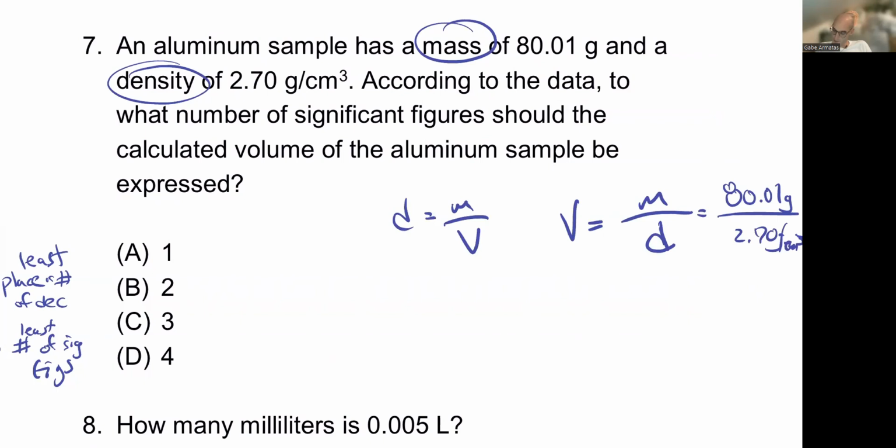But none of that matters. We are dividing 4 sig figs by 3 sig figs. So my answer should have, you guessed it, 3 sig figs. Least number of sig figs when we're dividing.